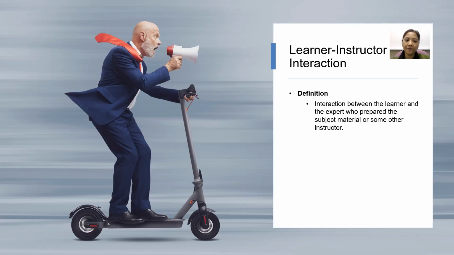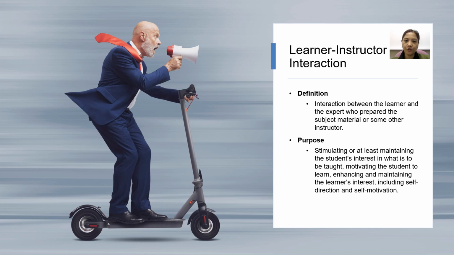The second type of interaction is learner to instructor interaction. This interaction takes place between the learner and the expert who prepared the subject material or some other instructor. The purpose of this interaction is to stimulate or at least maintain the student's interest in what is to be taught, motivating the student to learn, enhancing and maintaining the learner's interests, including self direction and self motivation.